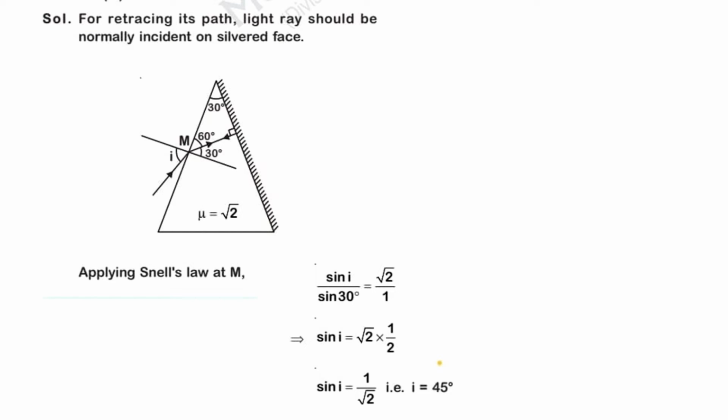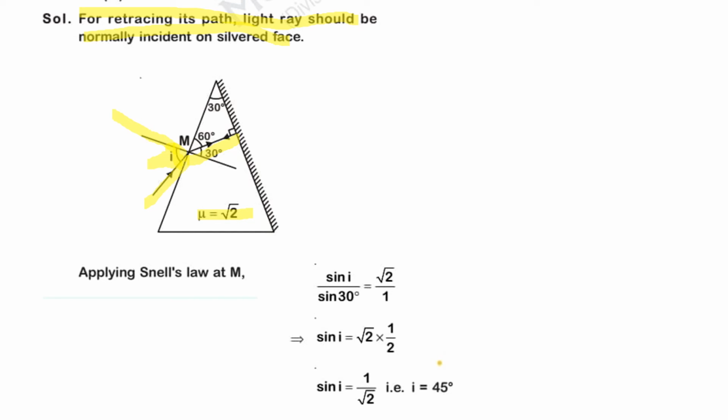For the light to retrace its path, the light ray should be normally incident on the silver face. So the light is incident from this side, gets refracted over here, and is reflected in this direction. So basically we have to find this angle, the angle of incidence i. These angles are given and mu is root 2.